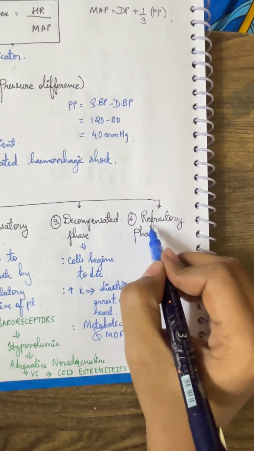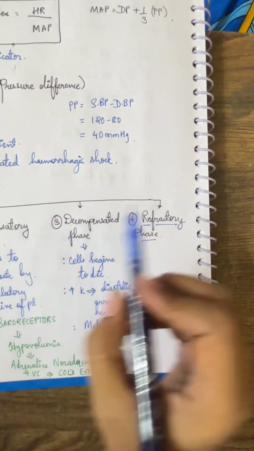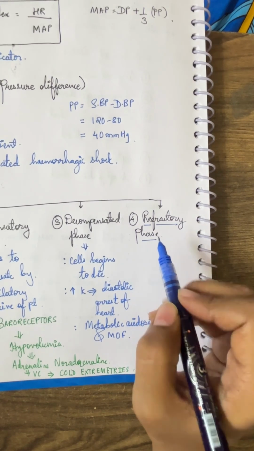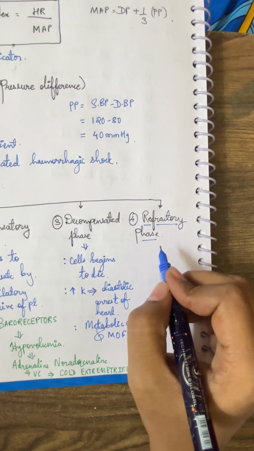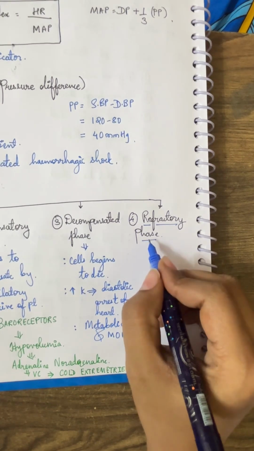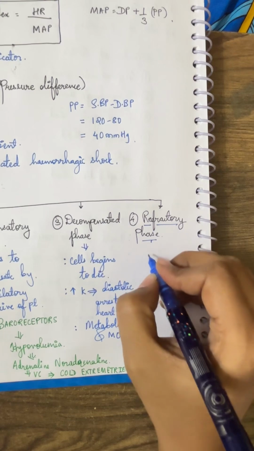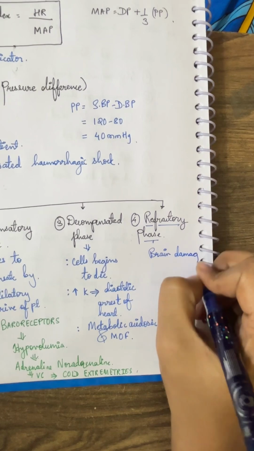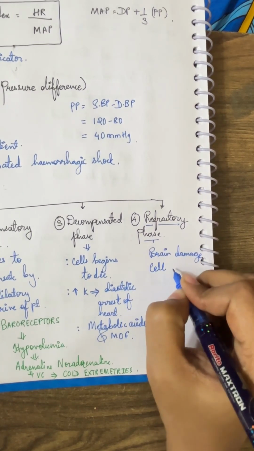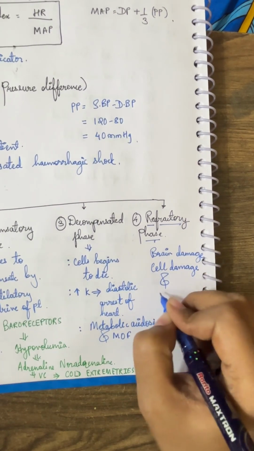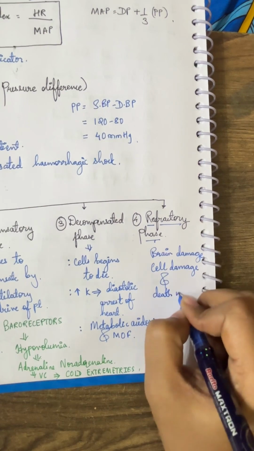Now the last phase is the refractory phase. What happens if we didn't treat the shock during the initial, compensatory and decompensated phases? At the refractory phase, the vital organs have failed and shock can no longer be reversed. There will be brain damage, cell damage, and therefore death will occur imminently.